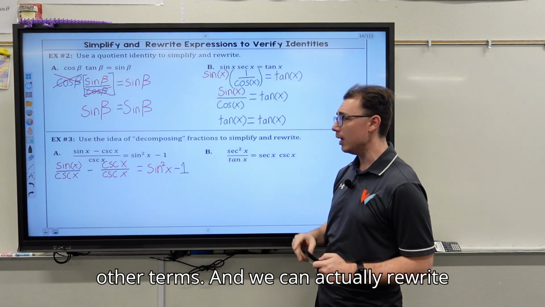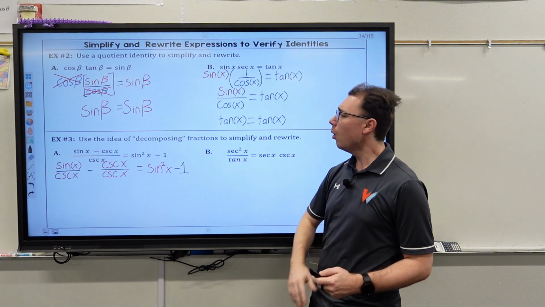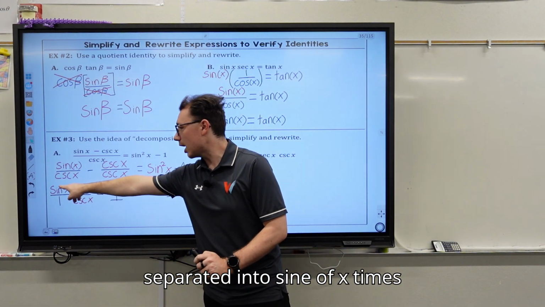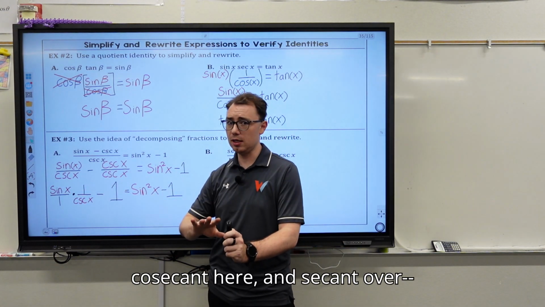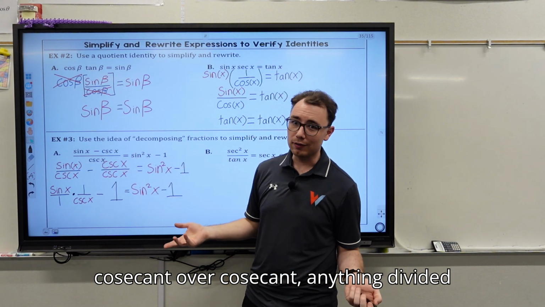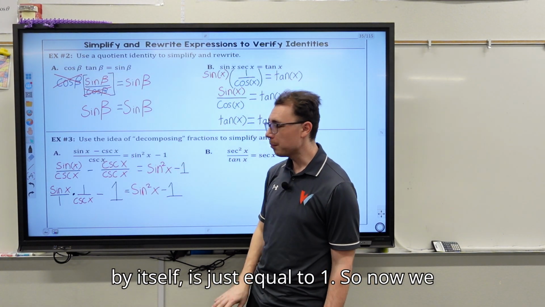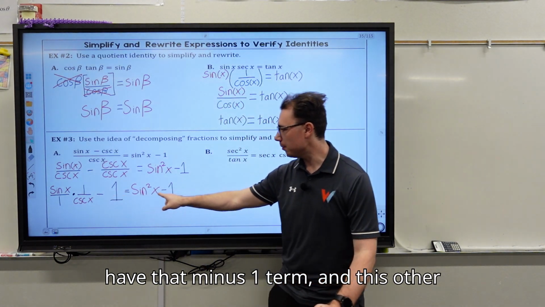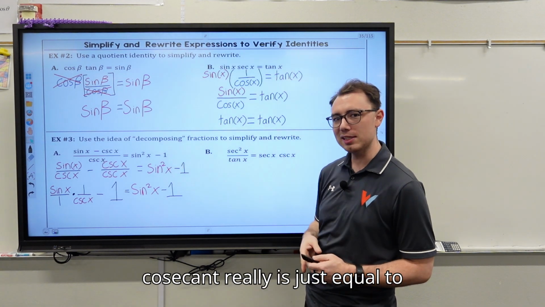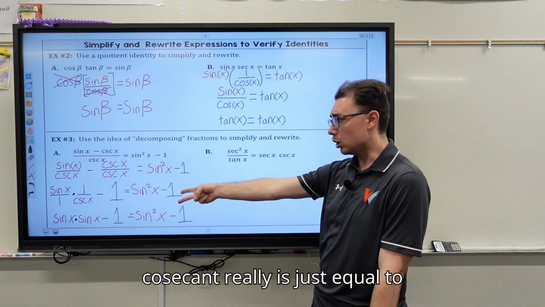And we can actually rewrite these terms to solve out that problem, where that sine over secant can be separated into sine of x times cosecant here, and cosecant over cosecant, anything divided by itself is just equal to 1. So now we have that minus 1 term and this other minus 1 term. Well, look at this, 1 over cosecant really is just equal to sine.